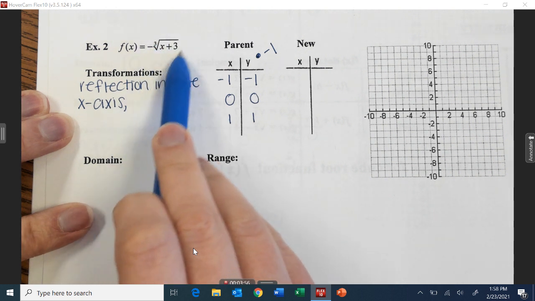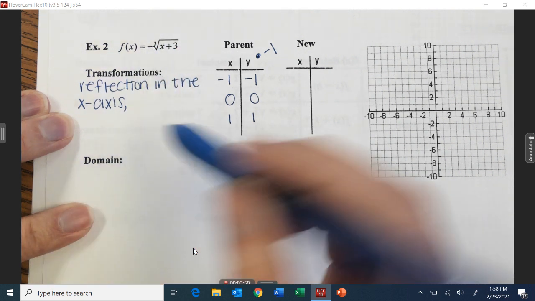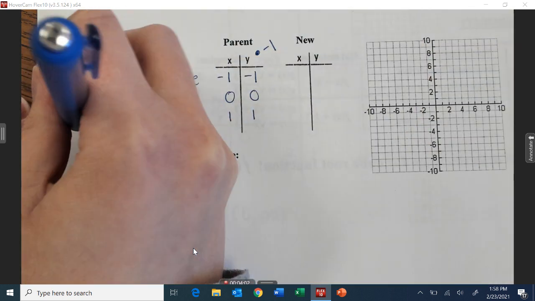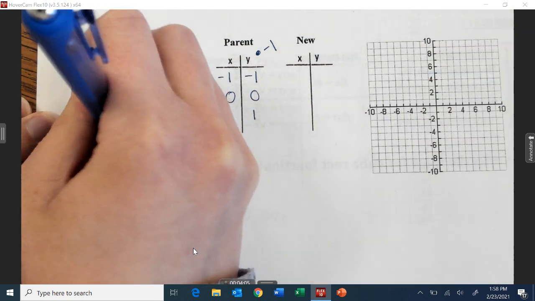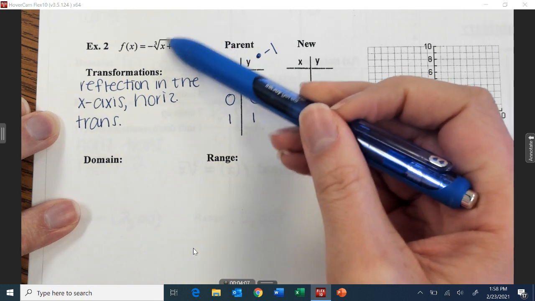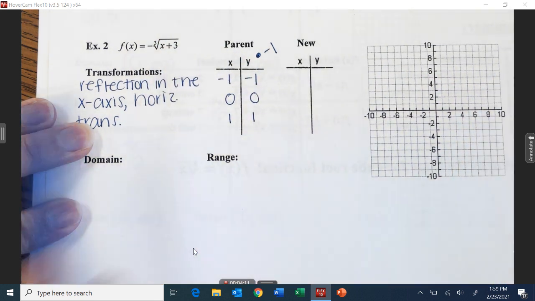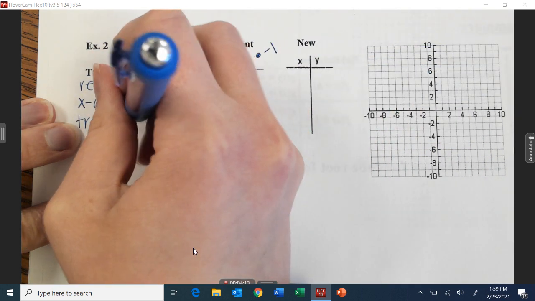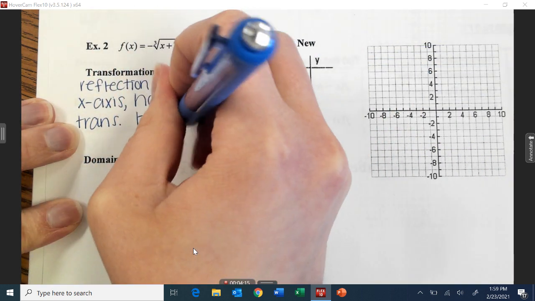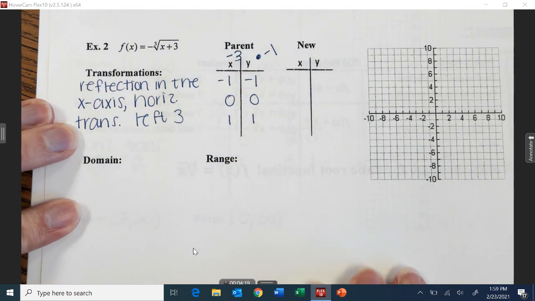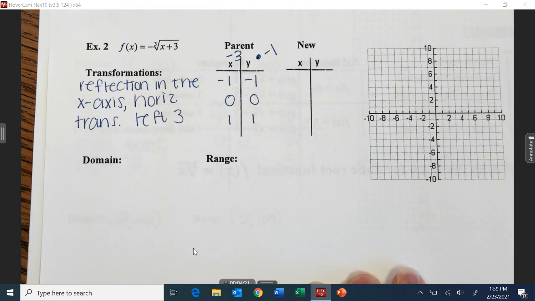This +3 is on the inside here. I know inside is horizontal. So I have a horizontal translation, and then horizontal is counterintuitive. So when you see plus, you should think to be going right, but you're really going to be moving to the left 3. So from the x's, I'm going to subtract 3.